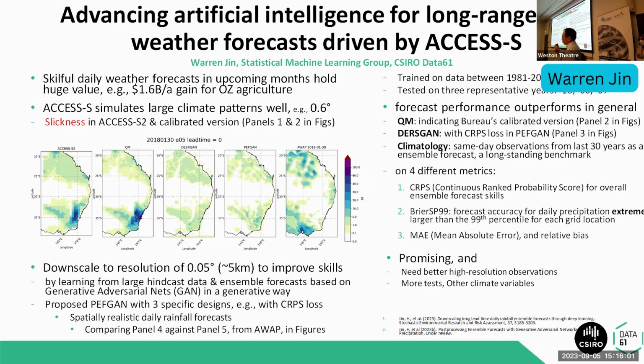overshoots even after calibration. So we developed a deep learning model to downscale from 60 kilometers to 5 kilometers. The model learned from a lot of ensemble forecasts as well as 5 kilometer AWAP data. So we can see we try to generate a more realistic daily precipitation. For example, in panel 4, we can see, different from the previous model, we can generate a rainfall that has special classes. Looks much more similar to the AWAP.